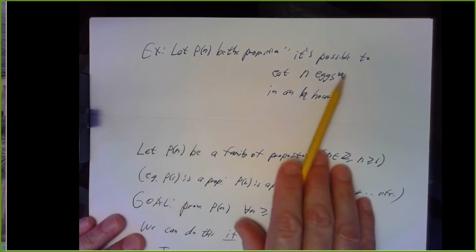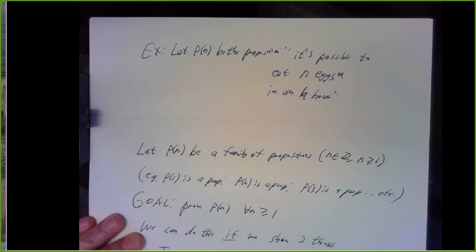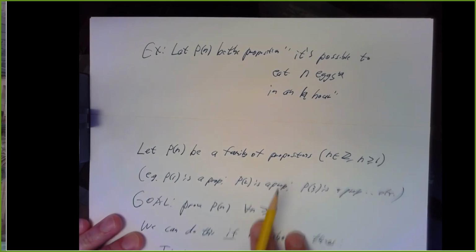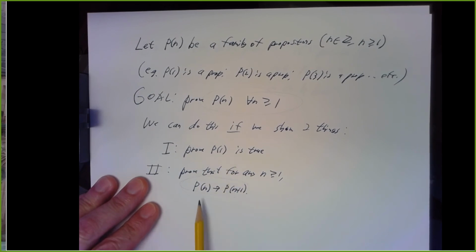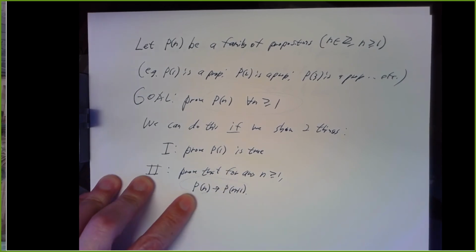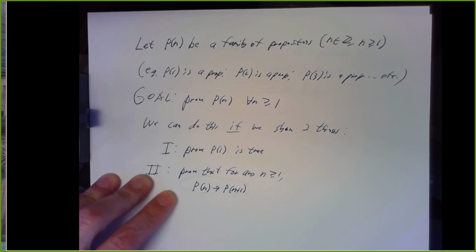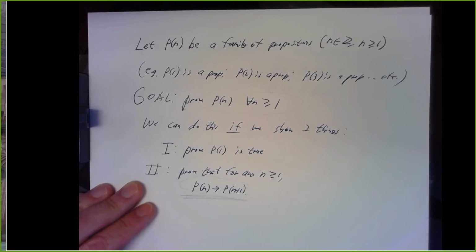Okay, so is it possible to eat n eggs for any integer n bigger than 1? Probably not. We can't use this proof. We can show that P of 1 is true. It's possible to eat one egg in an hour. But there's probably some n that we can eat n eggs in an hour, but we just cannot eat n plus 1 eggs. It's going to be really hard to show that this is always true. And in fact, it's probably not. There's some limit. Maybe I can eat 50 eggs in an hour, but not 51.